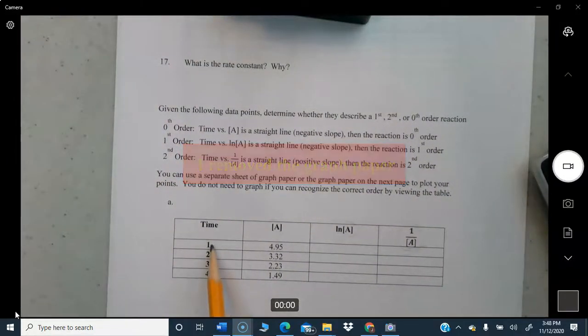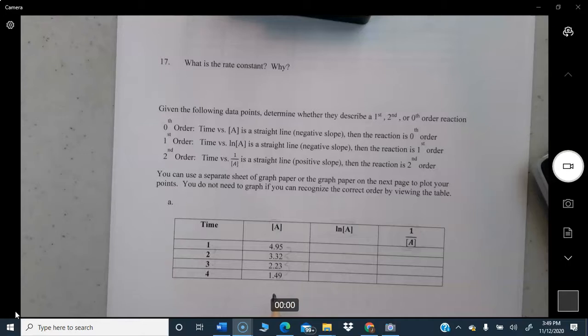Well, first of all, these are increasing in linear fashion: 1, 2, 3, 4. The difference between these two is 1, the difference between these two is 1, and the difference between these two is 1. That's a linear progression. So what you ask yourself is, is the difference between these two the same as the difference between these two, which is the same as the difference between those two?